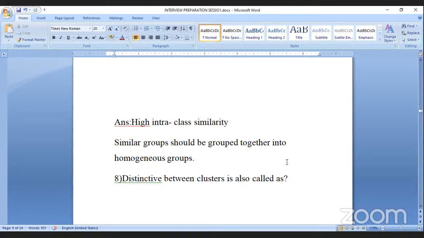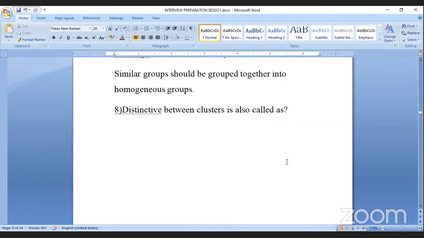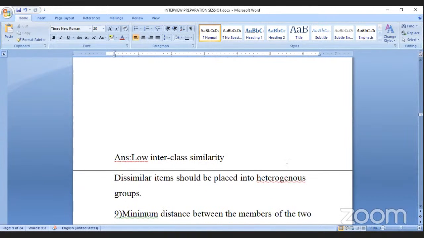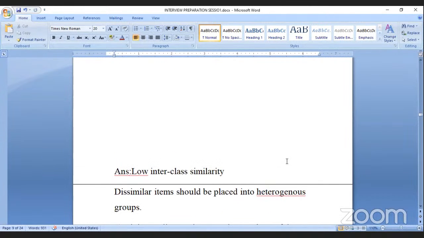Okay, we can go to the answer. So the answer is low inter-class similarity. The dissimilar items should be placed into heterogeneous groups, in low inter-class similarity. Yes, I appreciate it. High dissimilarity, yes. Very good, very good.